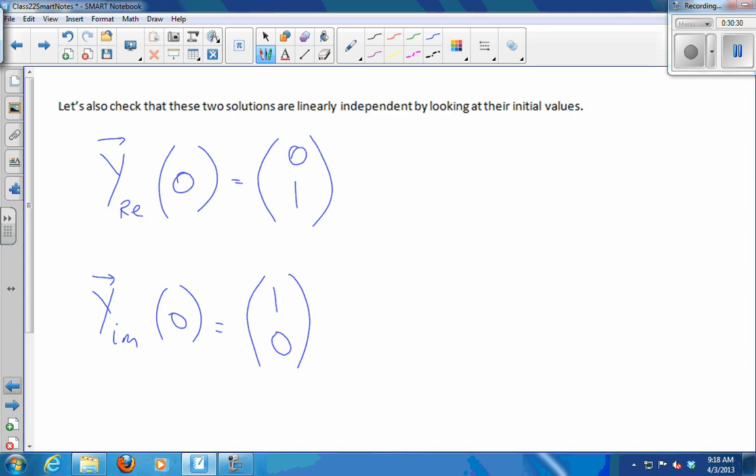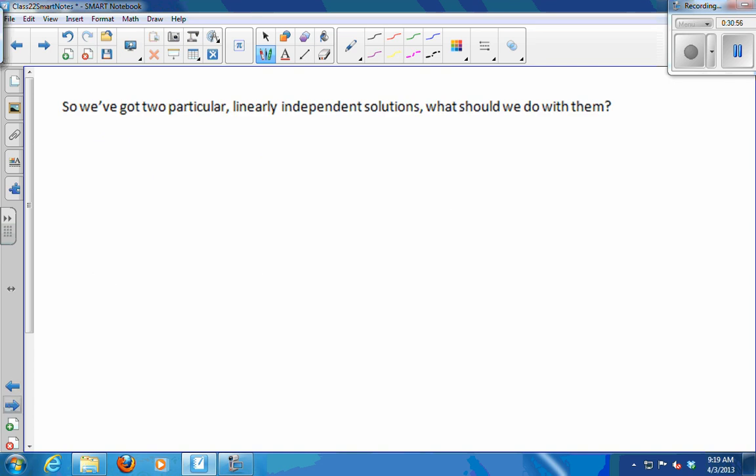So are those two vectors linearly independent? Yeah, they're not on the same line through the origin, they're not multiples of each other, they are linearly independent. In general, from now on, you won't have to check this. When you have two complex eigenvalues, the real and the imaginary part solutions will always be linearly independent. So we've got two particular linearly independent solutions. What do we do with them?